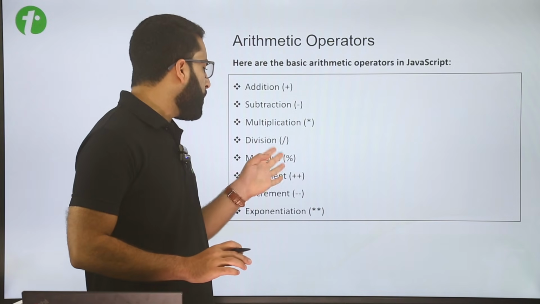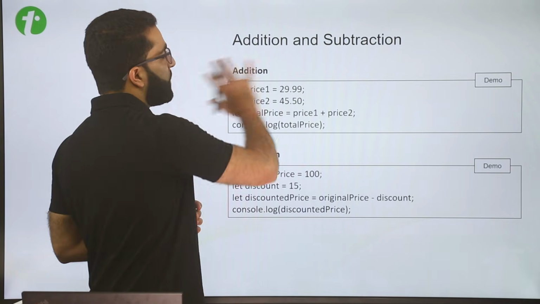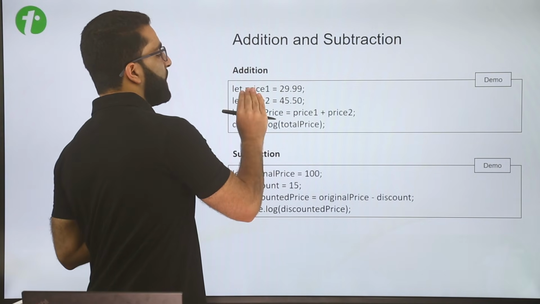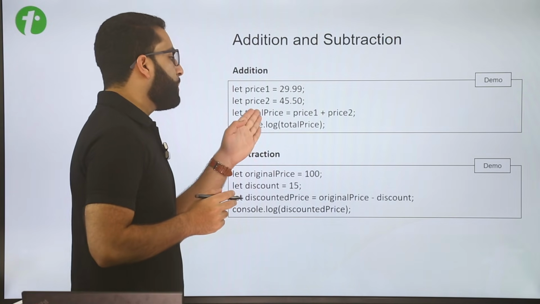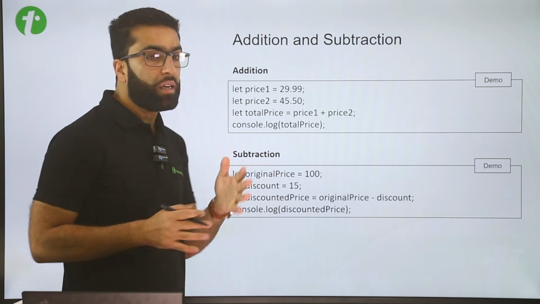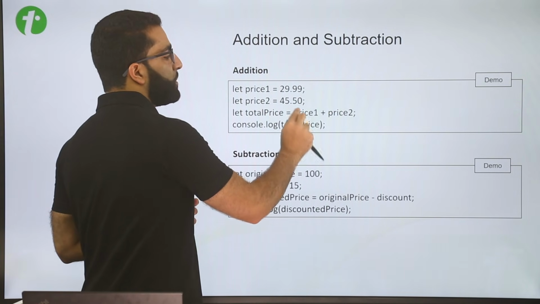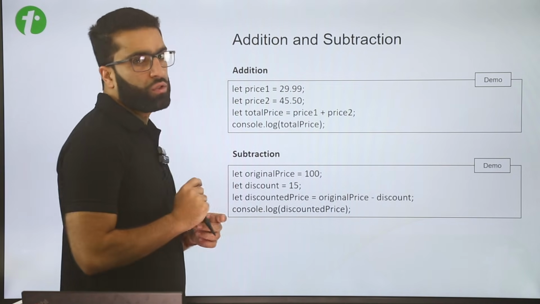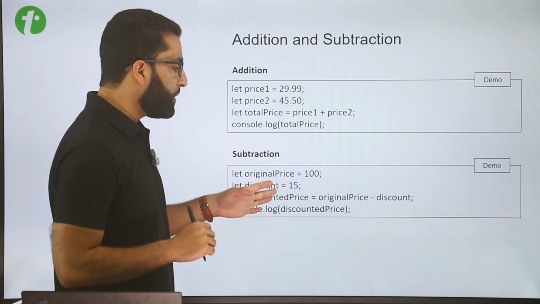Okay, now let's discuss these operators one by one in detail. The first four operators are something that you may be already familiar with, right? So let's get started with the first one, which is addition, and it's very simple actually. So let's say I have two variables, right? Price 1 is equal to this, price 2 is equal to this. Total price will be equal to, I'm creating a third variable, total price, and it will be equal to the addition of the first two variables. So here I am taking 29.99 plus 45.50, and then I am just printing the total price. Here I have this example that you can see.